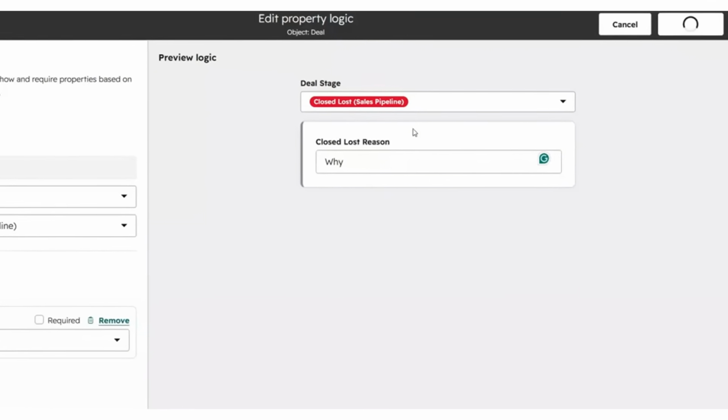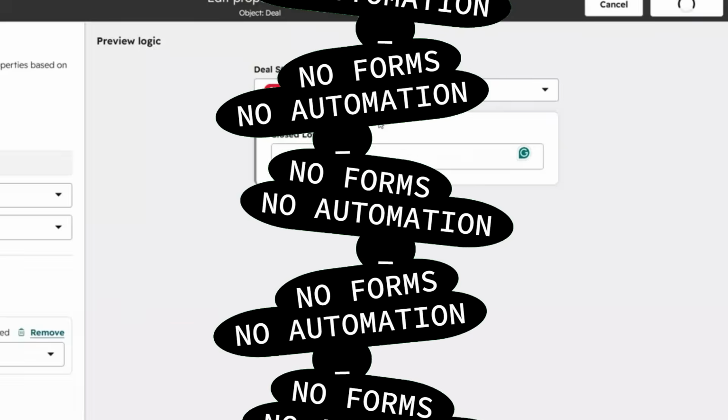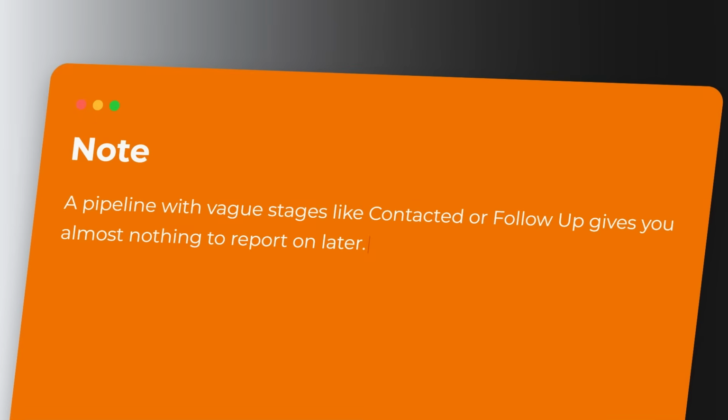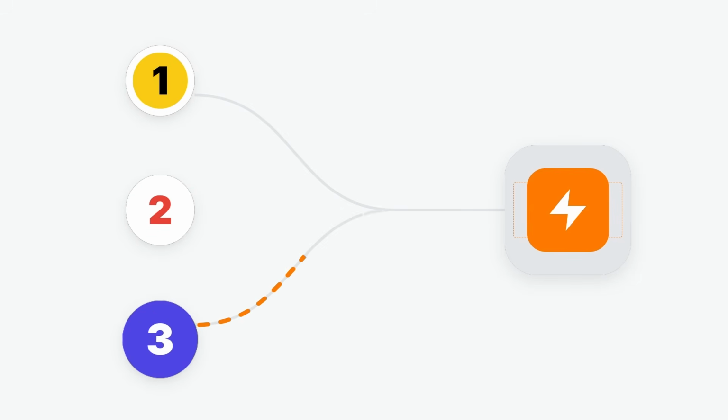This step is easy to brush past, since there is no form to build or automation to test yet, but it's worth slowing down here. A pipeline with vague stages like contacted or follow-up gives you almost nothing to report on later. Specific action-based stages mean anyone on the team can look at a deal and know exactly what needs to happen next, without asking the rep who owns it.